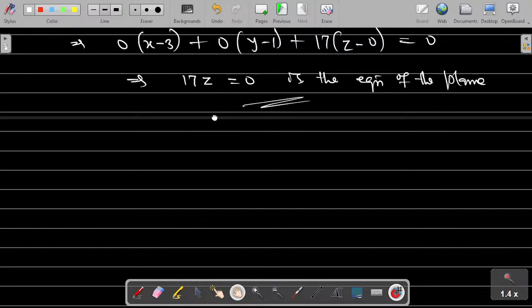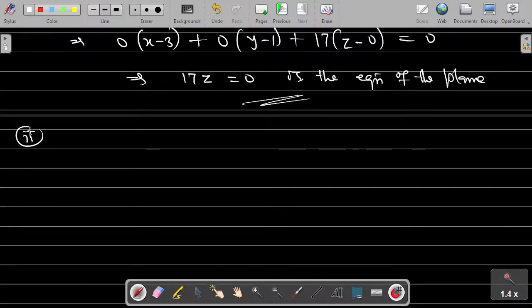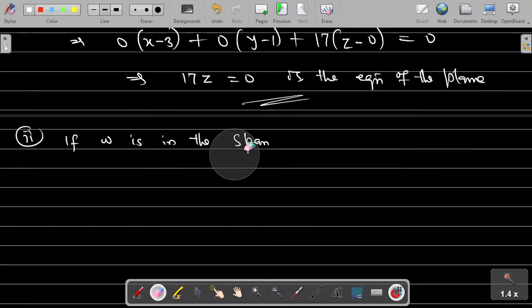Okay, and then part two says that we should explain why a vector W that is in the span of U and V. So it's saying that if W is in the span, let me write it mathematically. If W is an element of the span of U and V, we are asked to state why.